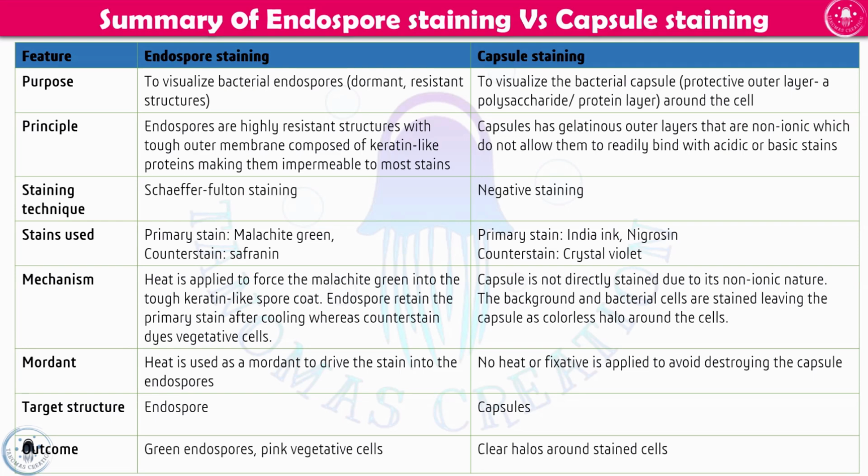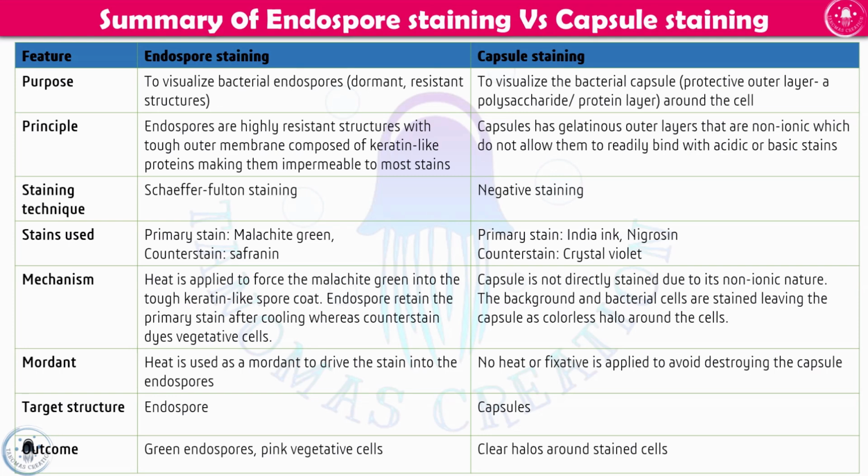Now the principle of endospore staining is that endospores are highly resistant structures with a tough outer coat composed of keratin-like proteins, which makes them impermeable to most stains. For capsule staining, on the other hand, capsules are gelatinous outer layers that are non-ionic, which does not allow them to readily bind with acidic or basic stains.